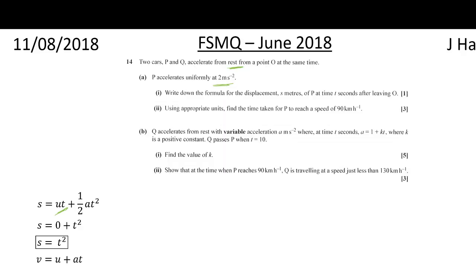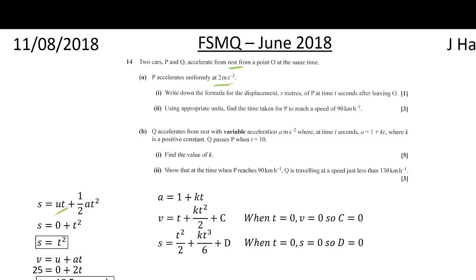Using appropriate units, find that. So we're looking for a final speed, so v equals u plus at, u is 0, a is 2, t equals 12.5. Then for variable acceleration, it's very easy, integrating as you go. So a is equal to that, so v is equal to the integral of that, and then s is equal to the integral of that.